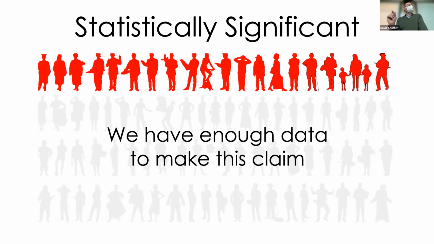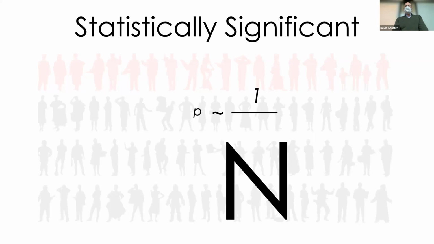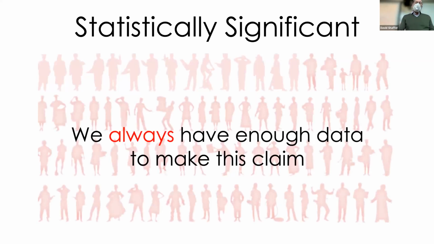So the sample size and p-value are related by this formula, approximately. It's not actually linear, but what that means is as the sample size gets bigger, the p-value is going to get smaller. As the sample size gets really big, the p-value gets really tiny. In other words, we always have enough data to make this claim. Well, so why is that a problem?